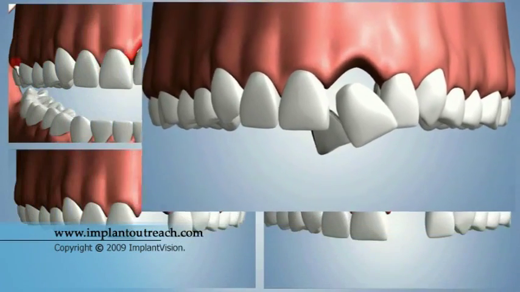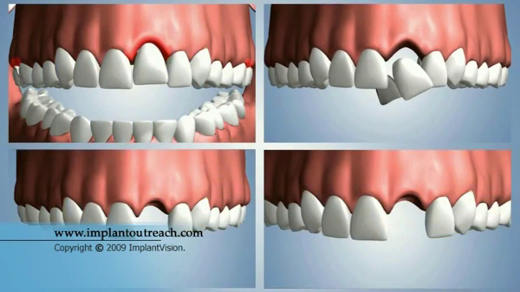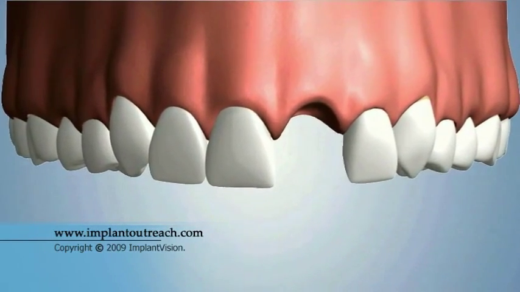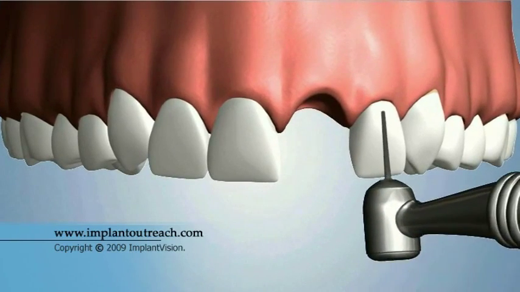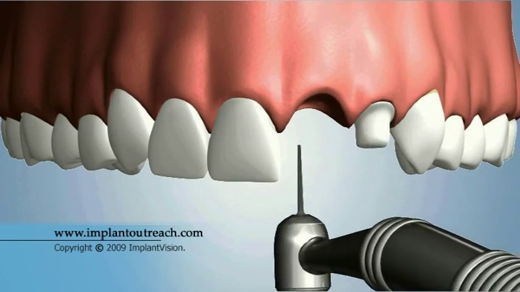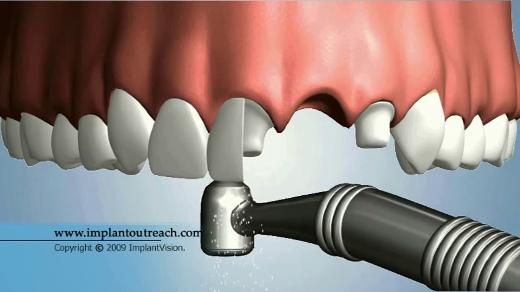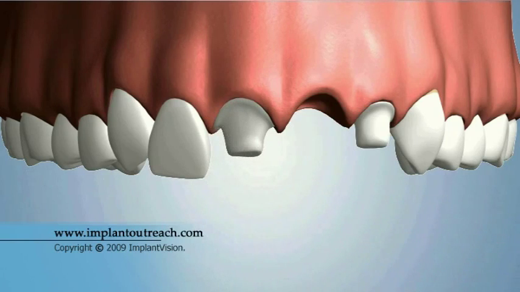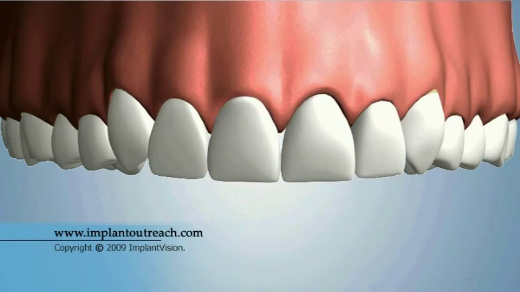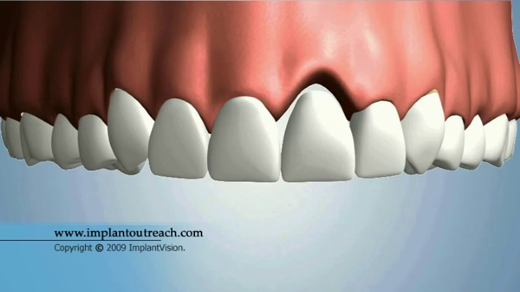The third option is referred to as a fixed bridge. A high-speed drill shaves down a significant amount of the neighboring teeth's natural structure. This prepares the teeth for the fitting of a fabricated 3-unit bridge that is cemented in place. However, bone loss soon occurs, and plaque buildup is common below the margins of the crowns.